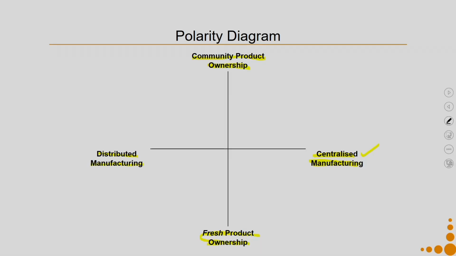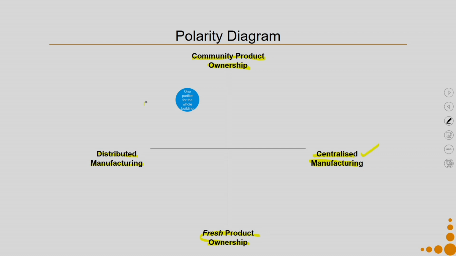Now, let us see how this polarity diagram helps me in further expanding all the ideas that I have had and giving them a greater sustainability orientation. Say I have an idea which is one purifier for the whole building. When I place it in the community product ownership and distributed manufacturing quadrant, it implies that the community will own the product. Of course, the product will also not be manufactured by Fresh. A large part of the product will be manufactured in a distributed manner.